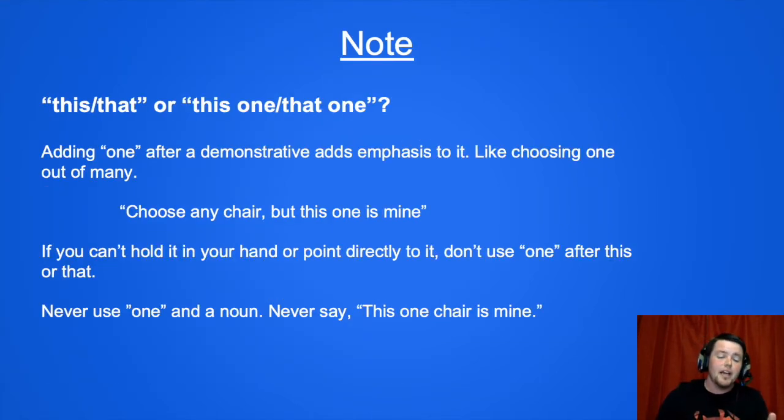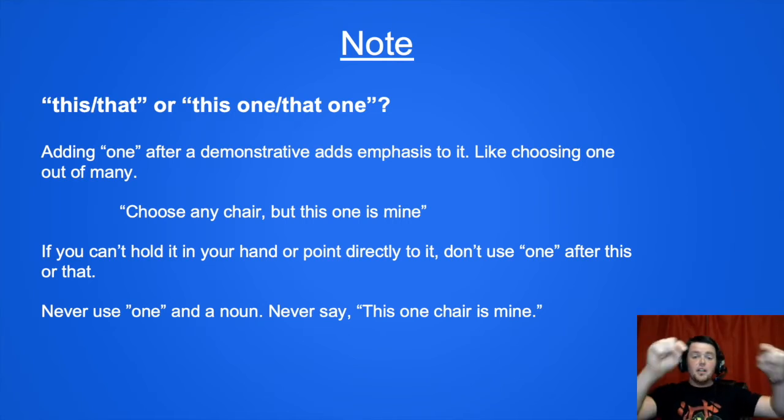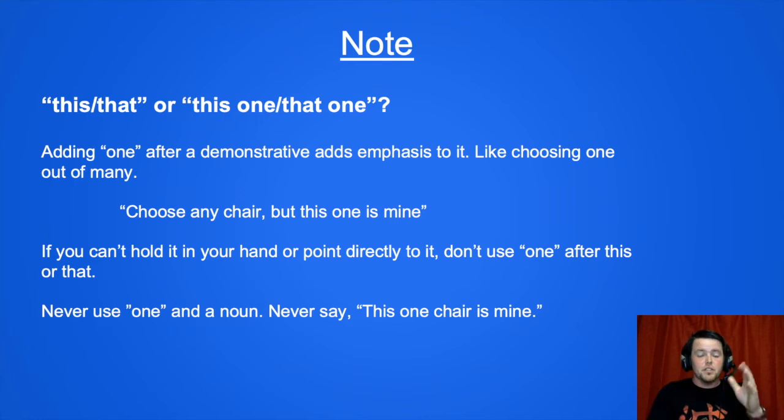Now, a note. I hear students use this one and that one sometimes, and that's fine. That is a good English expression. But adding one after a demonstrative adds emphasis to it. So it's not really necessary, but it adds emphasis. So for example, choose any chair, but this one is mine. Now, in this situation, the person is touching the chair. So the person is going to say, choose a chair, any chair, this one is mine. They're putting a lot of emphasis on that one chair.